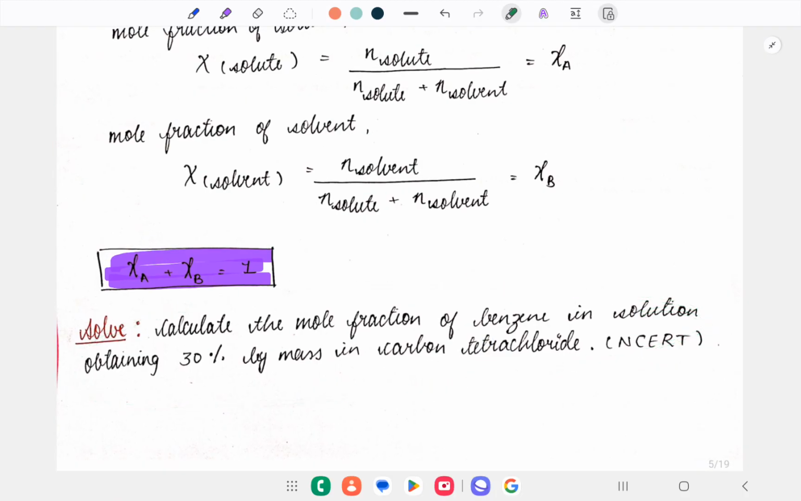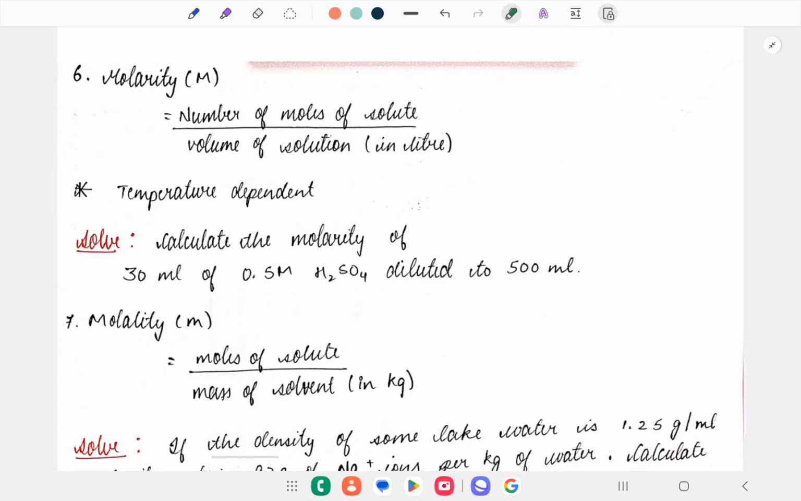Moving to the next concentration term, which is molarity. So what is molarity? It is defined as the number of moles of a solute which is present in 1 liter of solution. It is represented by capital M. So the formula is number of moles of solute by the volume of solution in liter. And it is very important to remember that it is temperature dependent. So this is a question for you.